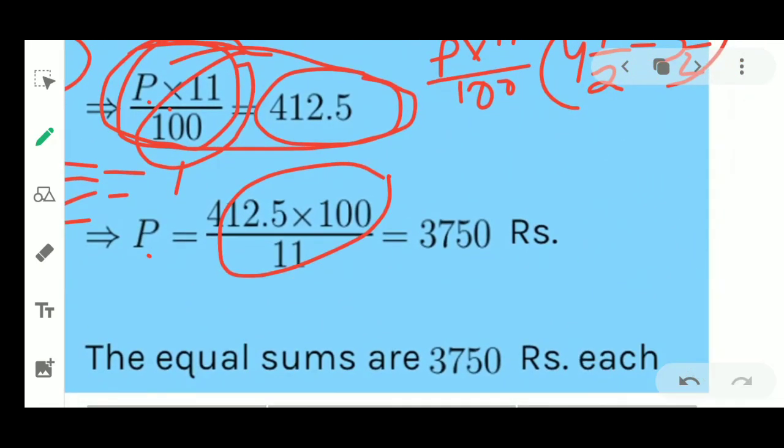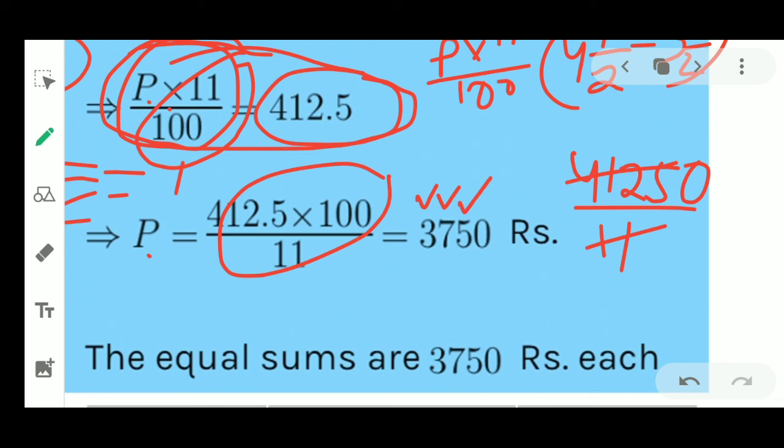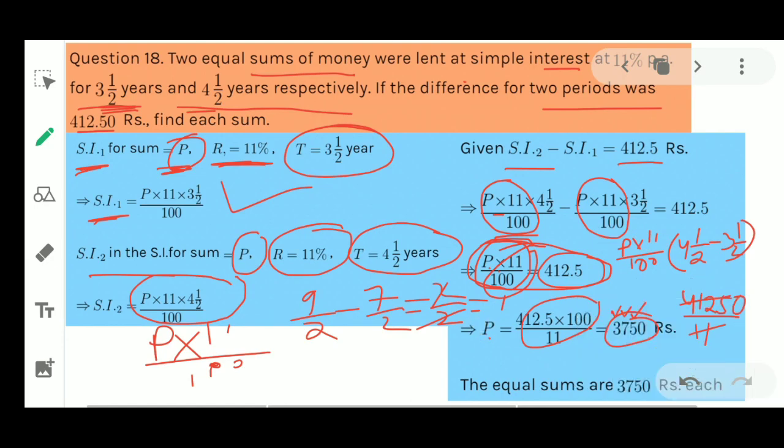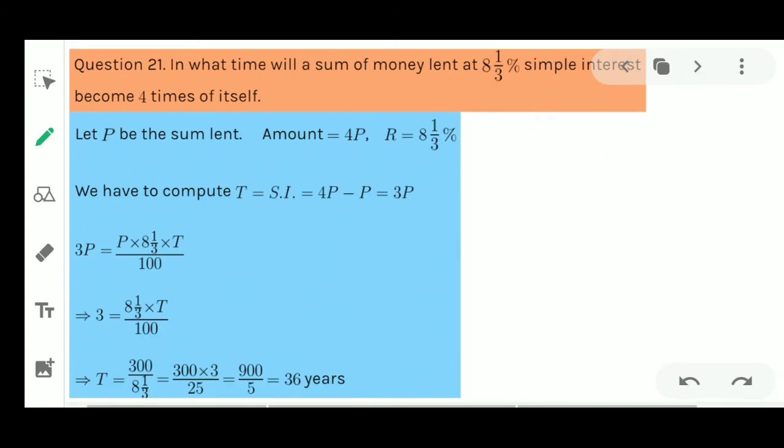Okay, so here 41250 by 11. Okay, so 11 3 is 33, then 11 7 is 77, then 11 5 is 55, then 0. Okay, so principal equal to 3750. Okay, so the principal for each is 3750 rupees. Next question number 21.